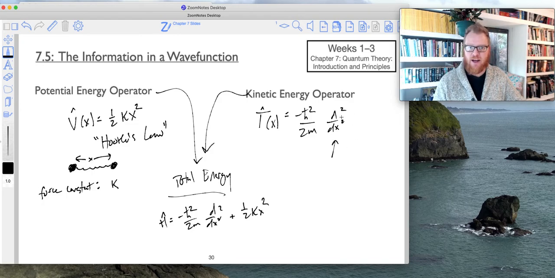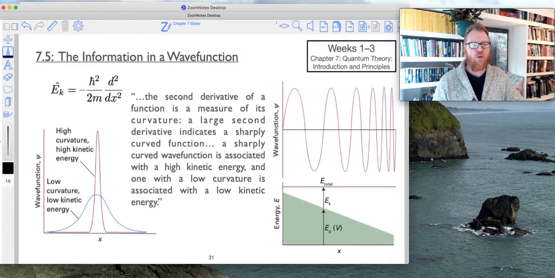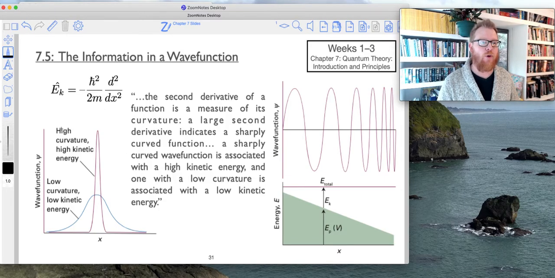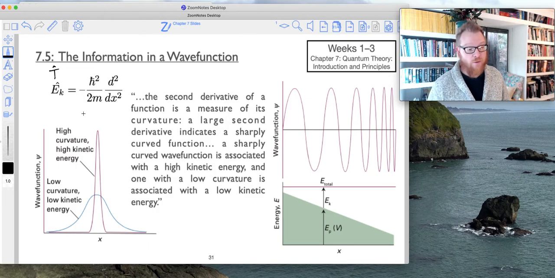Okay, so let's keep talking about this second derivative. Recall, the second derivative of a function is a measure of its curvature. So a large derivative indicates a sharply curved function. A sharply curved function is associated with a high kinetic energy, and one with a low curvature is associated with a low kinetic energy. So here is that kinetic energy operator. I wrote it as EK, but sometimes also T. I just want to get you used to the various letters that are used in the large number of texts on the subject.